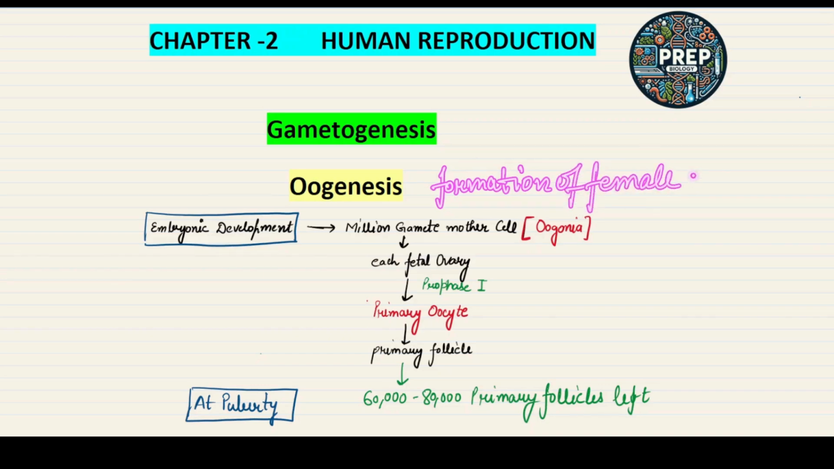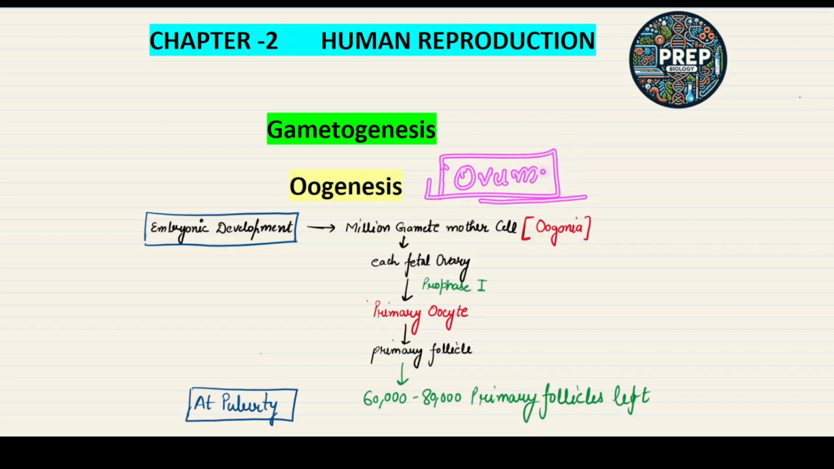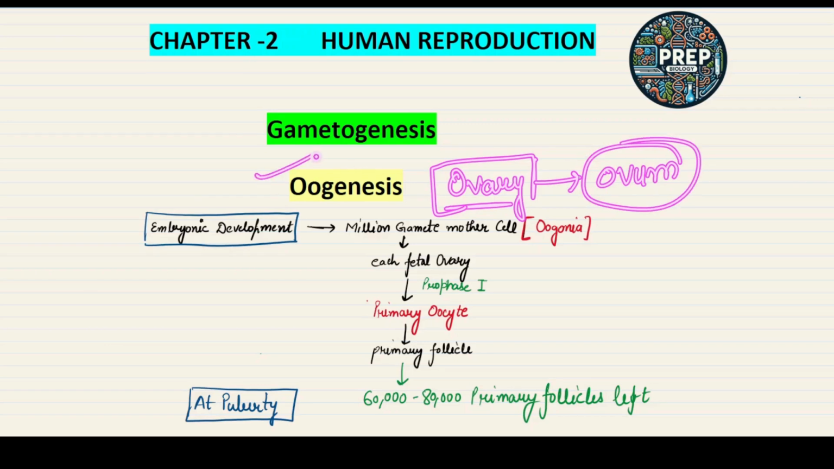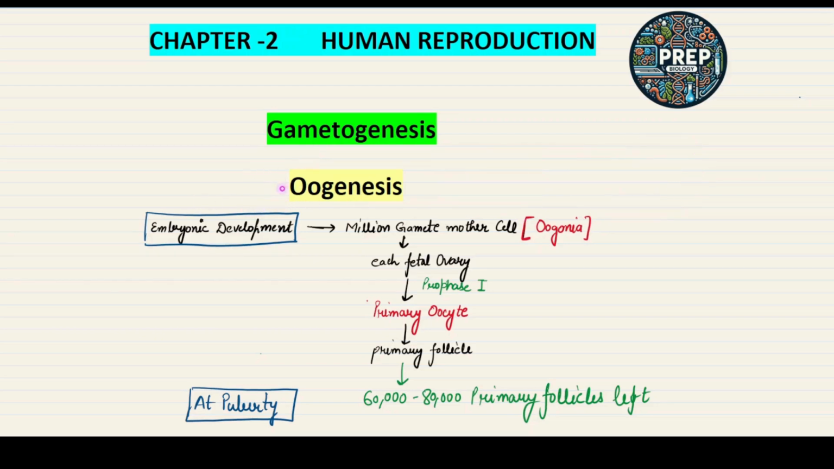female gametes. Okay. So it is the process of formation of female gametes, that is the ovum. And which organ produces the ovum? That is the ovary. This is the primary sex organ of the female that produces the ovum by the process of oogenesis. So let's start with the different events which occur in oogenesis.